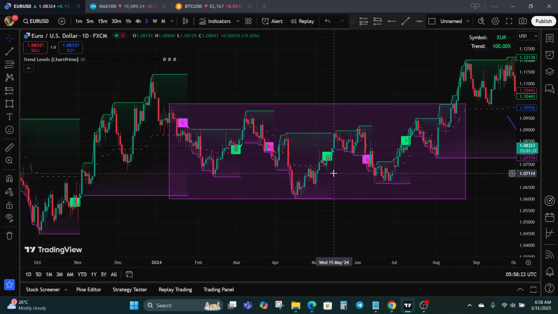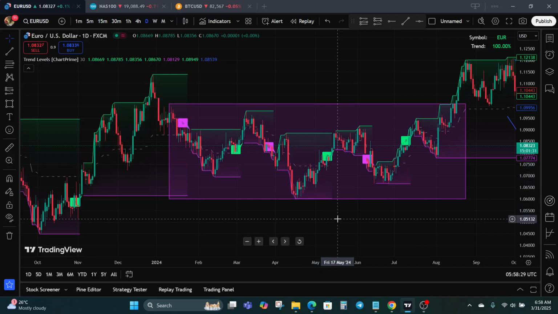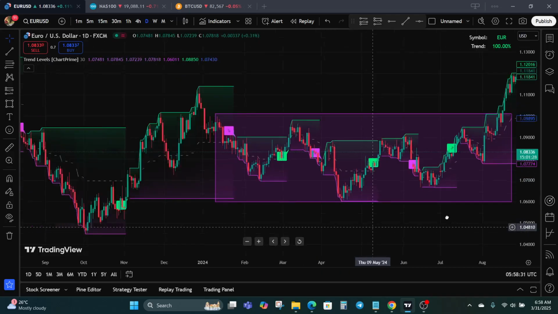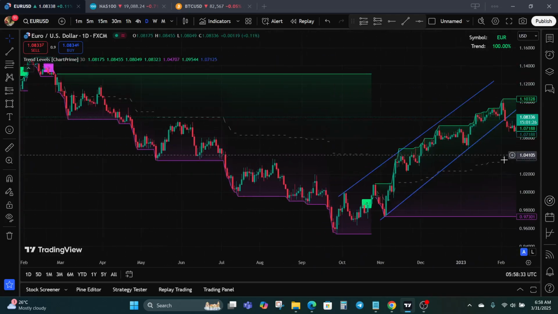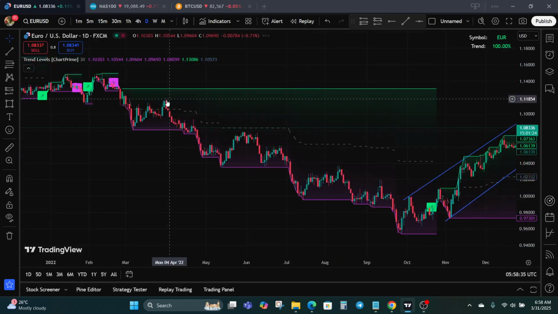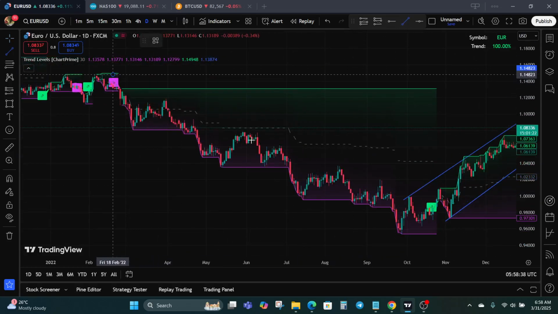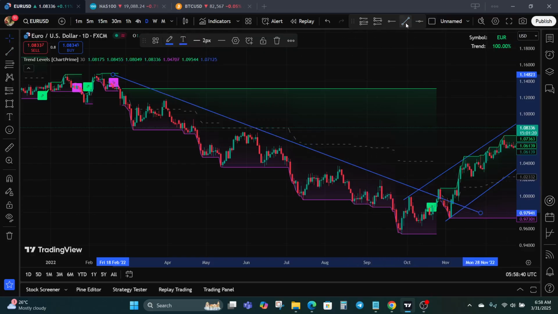Now, there's a little more to it than just that. The indicator also helps you spot trend reversals. So if the market starts to lose momentum, you can see, for example, here we had a sell trend. We had a sell trend around here.